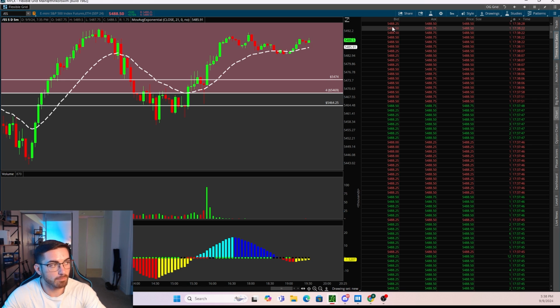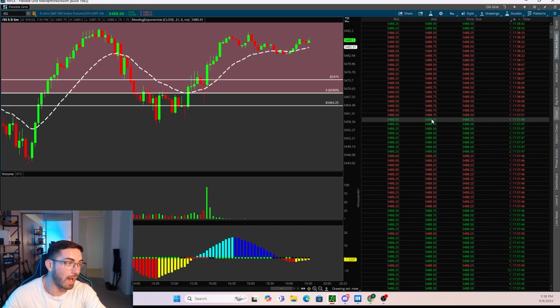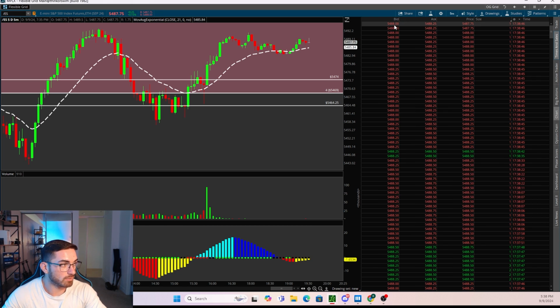If they are selling market to get short, they are going to get filled at or below the bid. If they're buying market to get in right away, they're going to get filled at the ask or higher than the ask. So if we look at this bid right here at 54.88.00, the ask is 54.88.25.